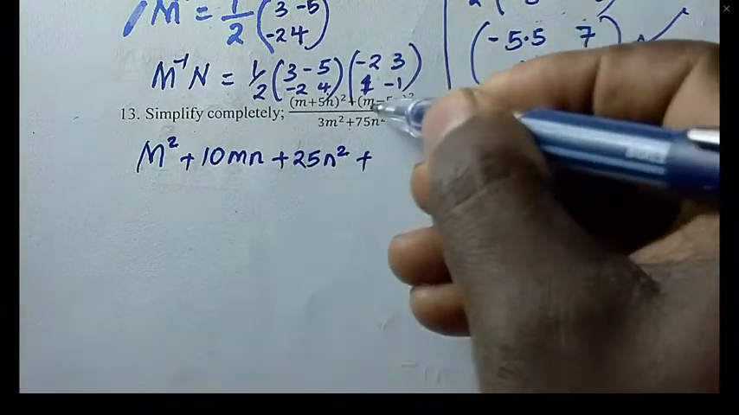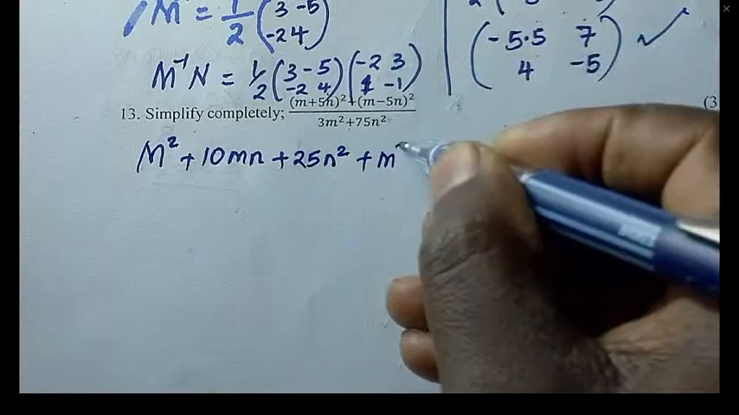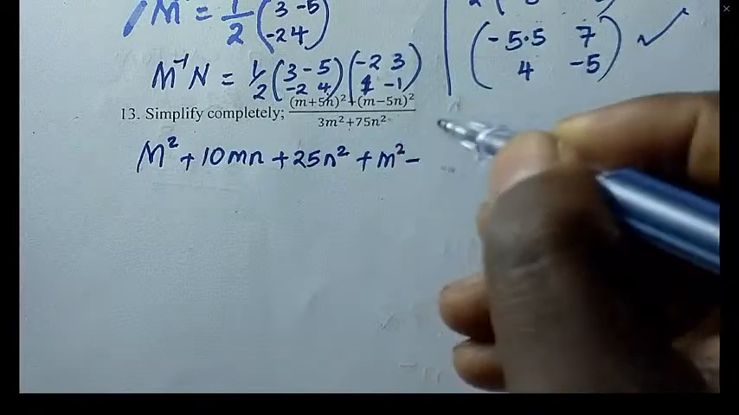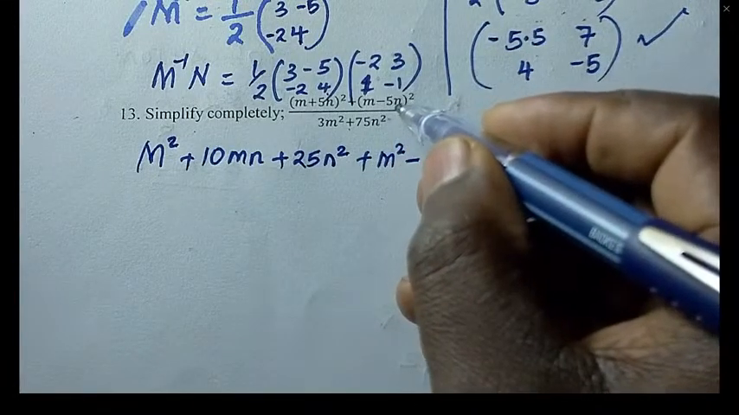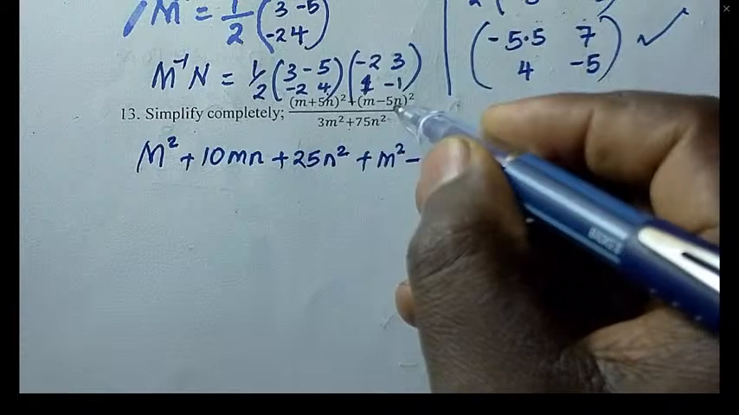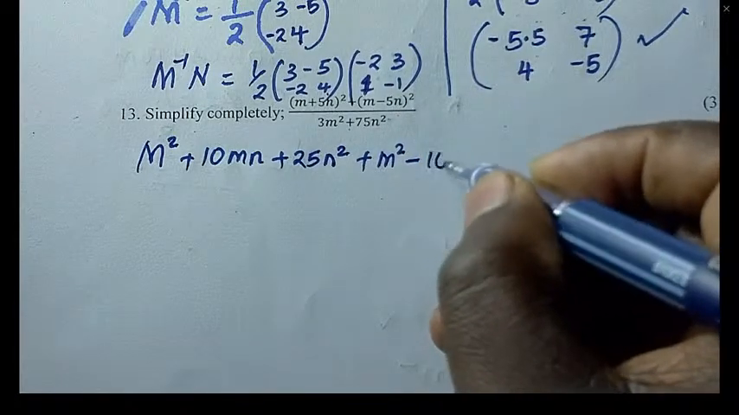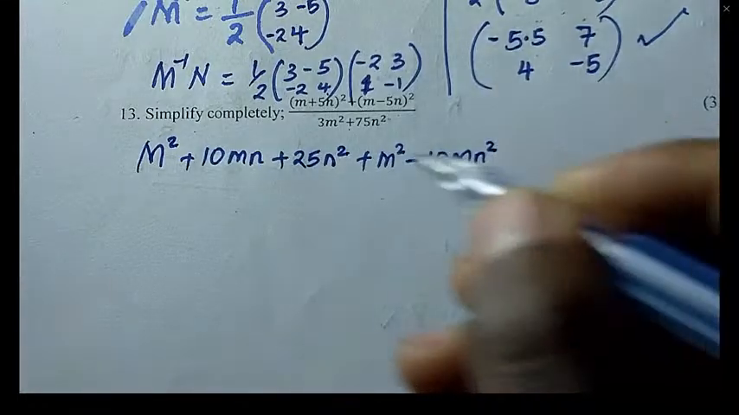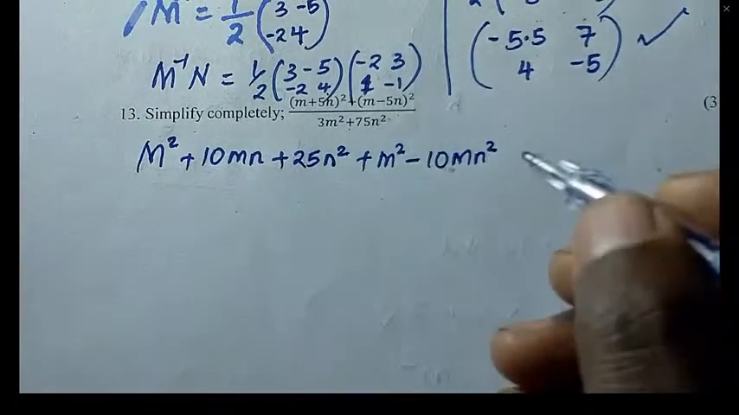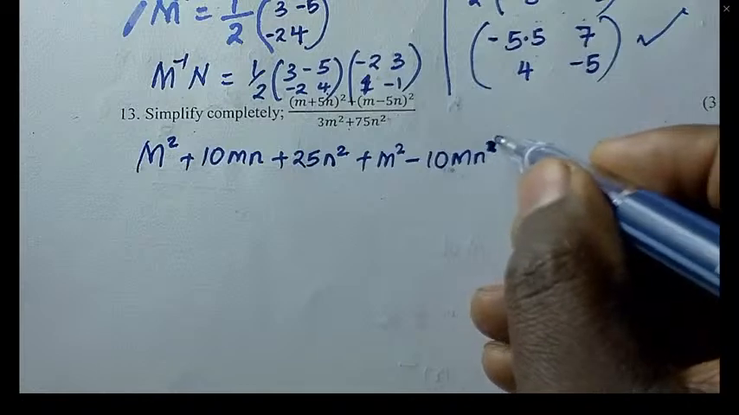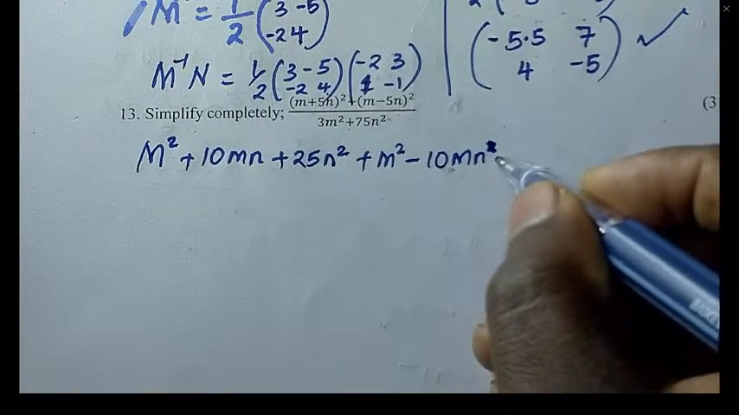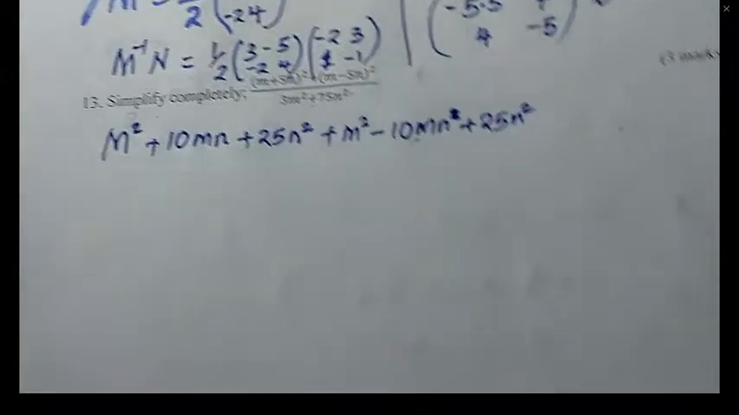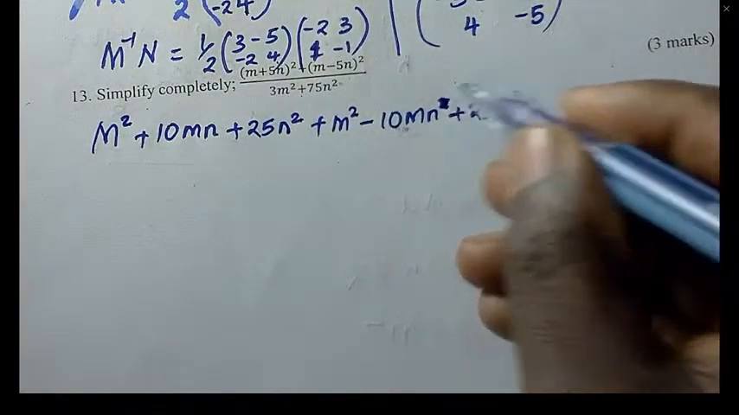Plus m squared minus 5n times m, that is 5nm times 2, minus 10mn. No, there's no square here. And then plus 25n squared. There is no square here.